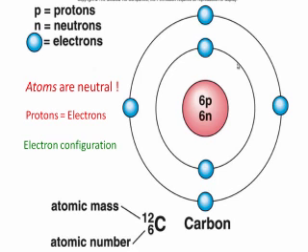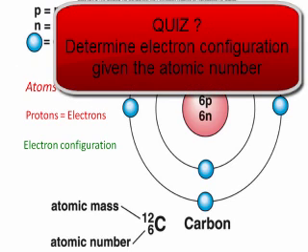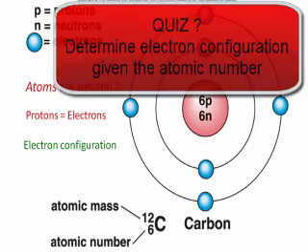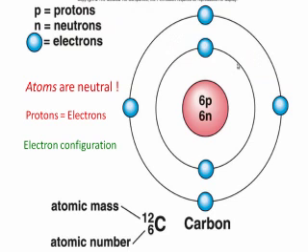Now, we can use that information to do something called an electron configuration. We can place these electrons in the correct electron shells. Remember, the first shell holds 2 electrons, and now it's full. So subsequent electrons have to go into the second shell. So if you look in this diagram, that leaves 4 electrons to go into that second shell.